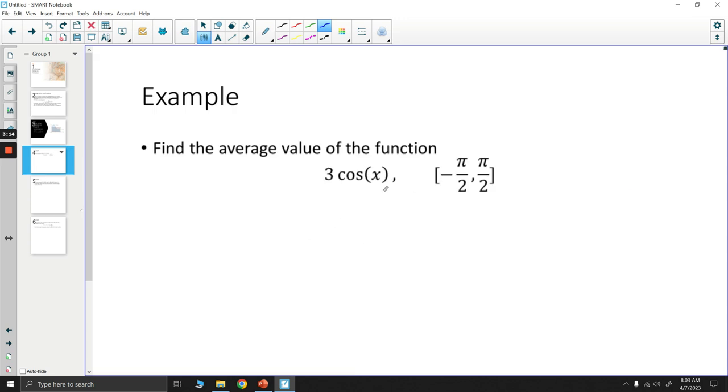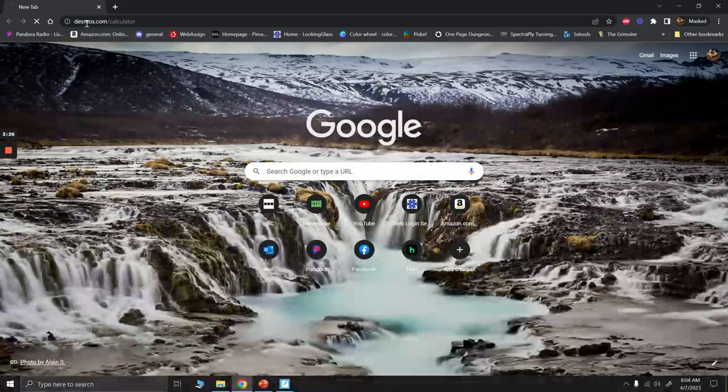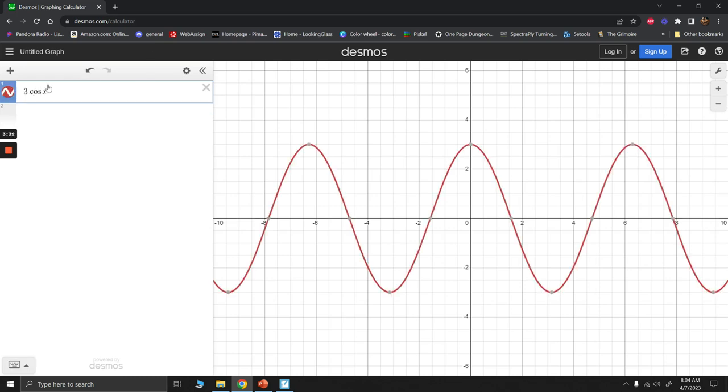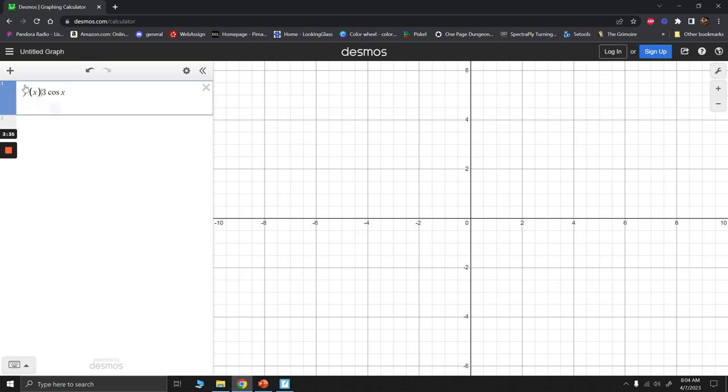All right, so let's actually take a look at how that works. Find the average value of the function 3 cosine x from negative pi halves to pi halves. Now, let's take a look at the graph of this. So we have Desmos, 3 cosine x, okay, and I'm going to go ahead and say f of x is equal to, in brackets, negative pi halves is less than or equal to x, which is less than or equal to pi halves. Okay, there we go. So we have this function here.